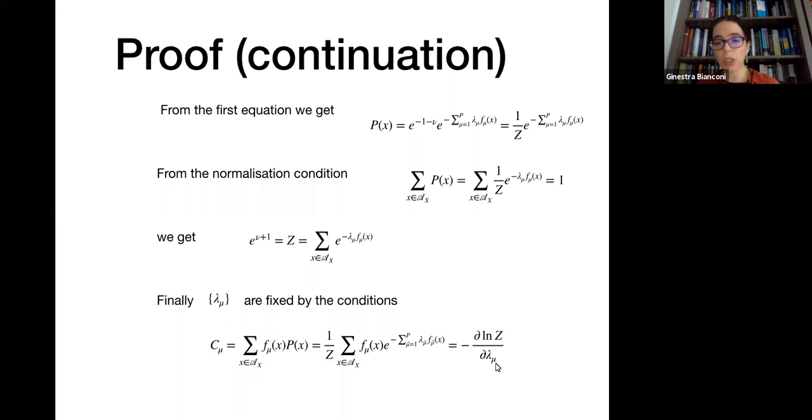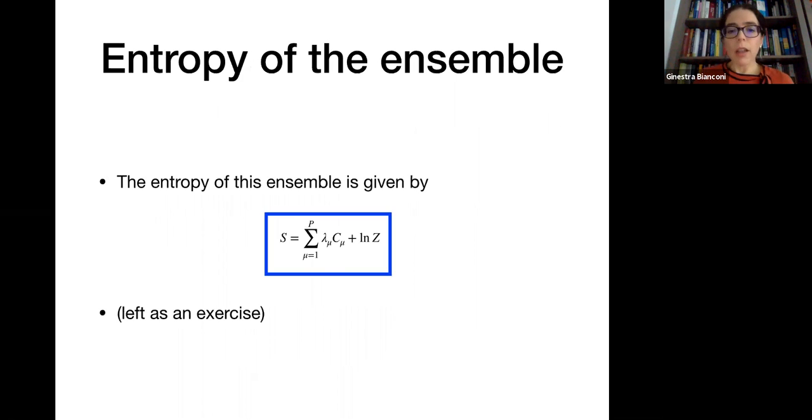So this exponential form of P(x) is quite general. In fact, the network ensembles that we will construct in this way will be called exponential random graphs, because they will have this Gibbs measure structure. Here I leave you as an exercise to show that, given this Gibbs measure, you can calculate the entropy, and that the entropy takes this simple form. It is expressed in terms of the Lagrangian multipliers, the expected values of the imposed constraints, plus the logarithm of the partition function.